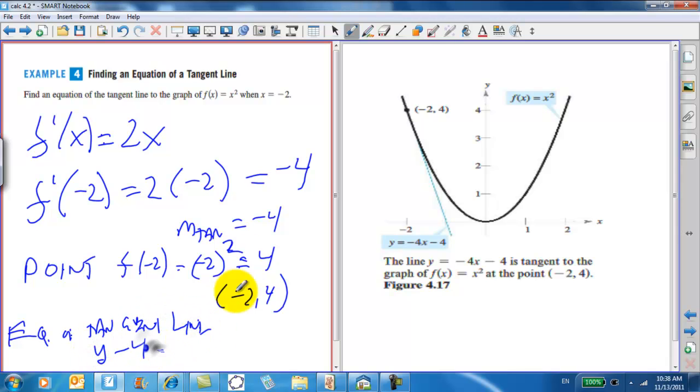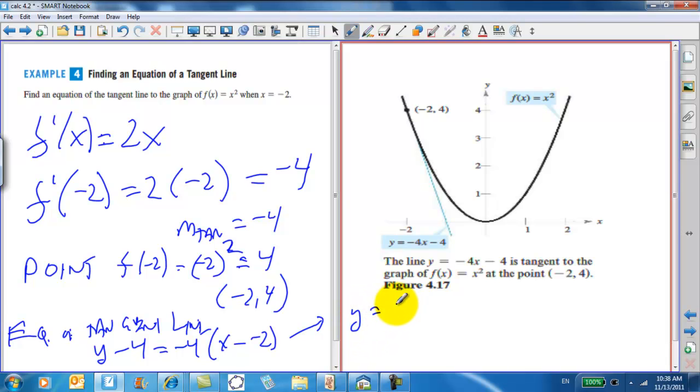y minus 4 equals the slope, negative 4, times x minus negative 2. So I put the point into point slope, and the derivative told me the slope of the tangent line. So now we can keep moving that around. y equals negative 4x plus 2, so that's minus 8, but then we add the 4 from the other side, and you get y equals negative 4x minus 4, which is this tangent line right here.